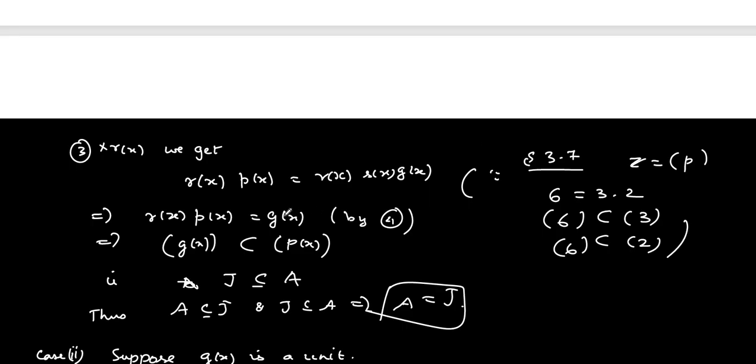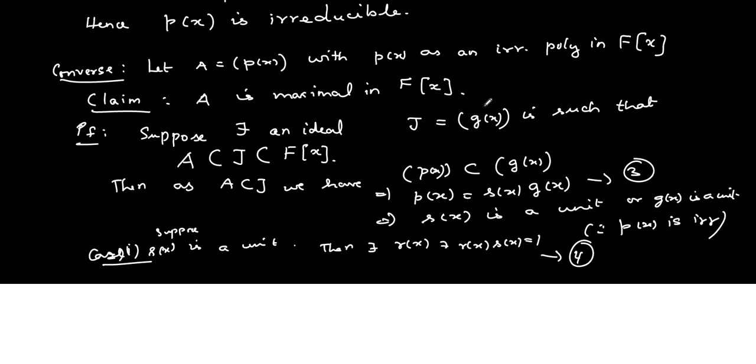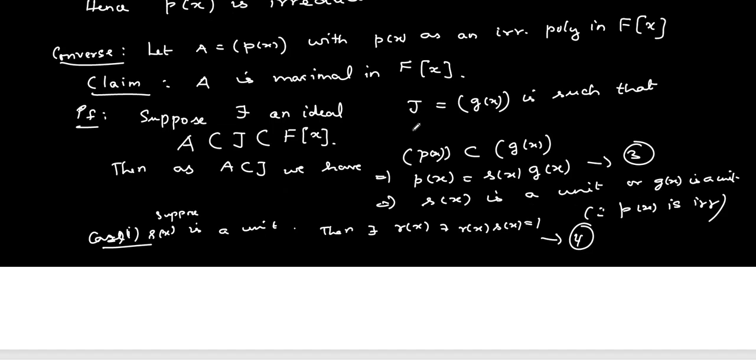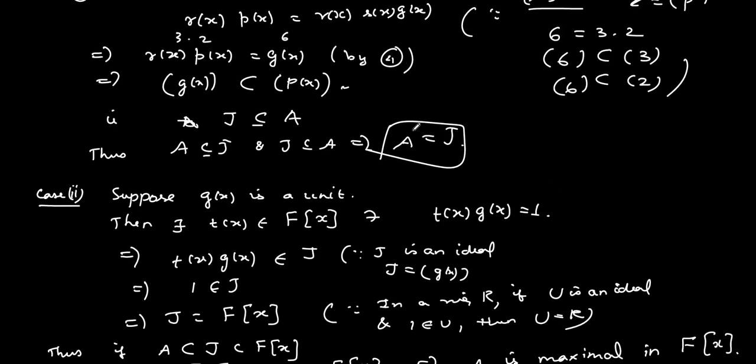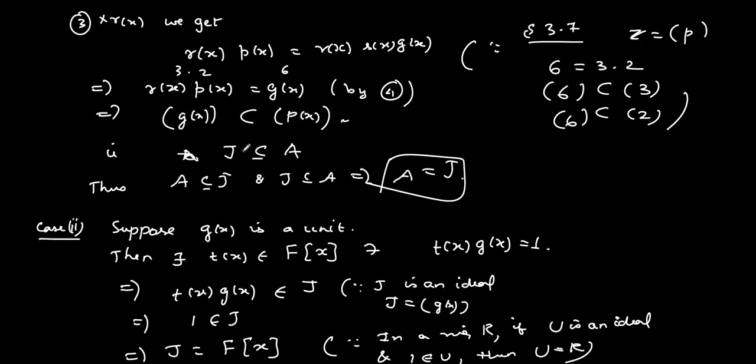So here you have G of x, it's like this, 6 being written as 3 into 2. So the ideal generated by this must be contained in the ideal generated by both R of x and P of x, but what we need is only this. The ideal generated by G of x is taken as J. So we have our J to be contained in A. Already A contained in J we know, now J contained in A. So both together imply that A equals J.